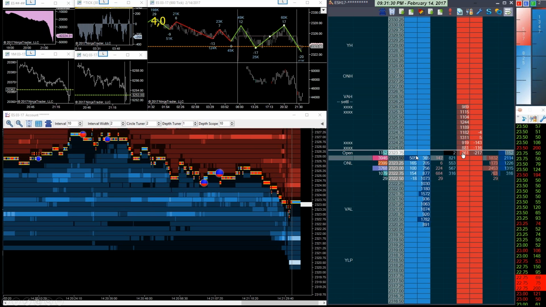So again, we can see that we opened just 1 tick below the high volume node. Now I don't really understand why this happens as often as it does. A lot of the time it's actually building a high volume node right into the open, but a lot of the time you get a high volume node and the market just moves back to it and opens right there.